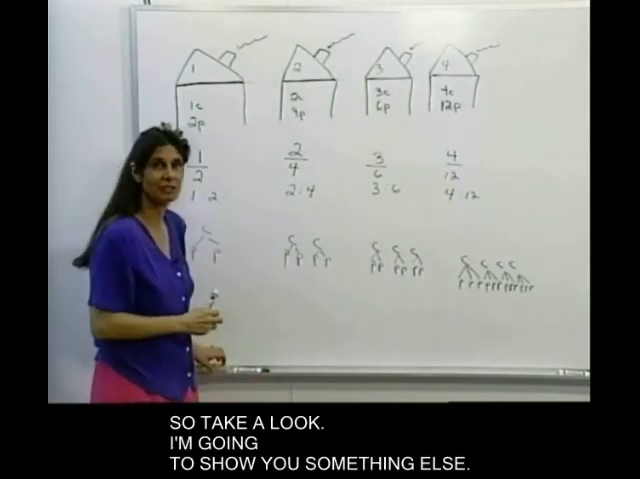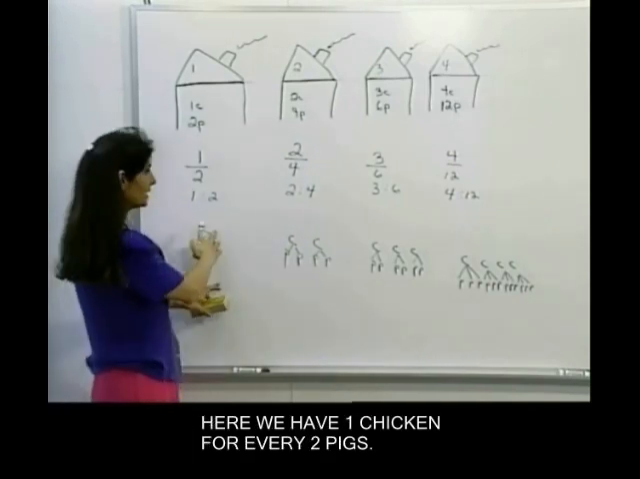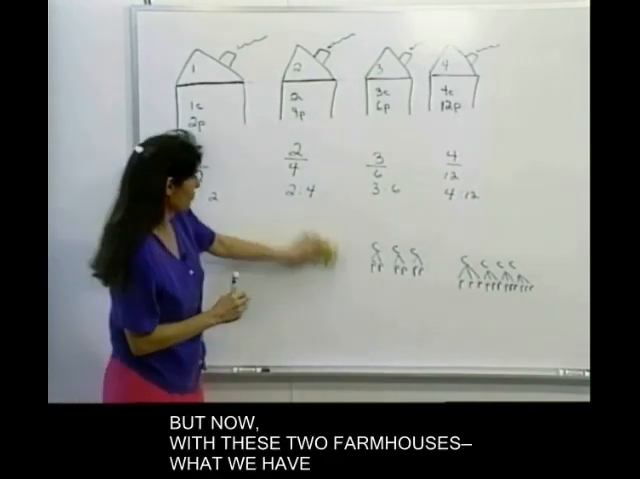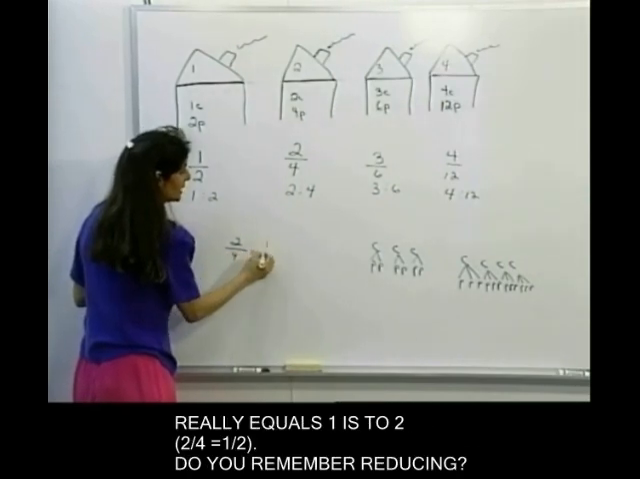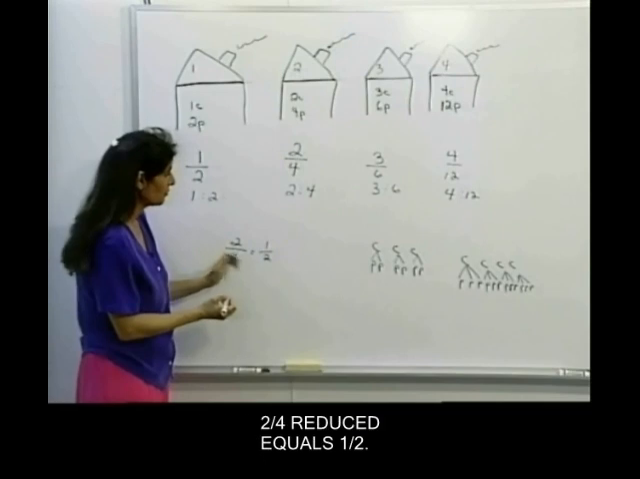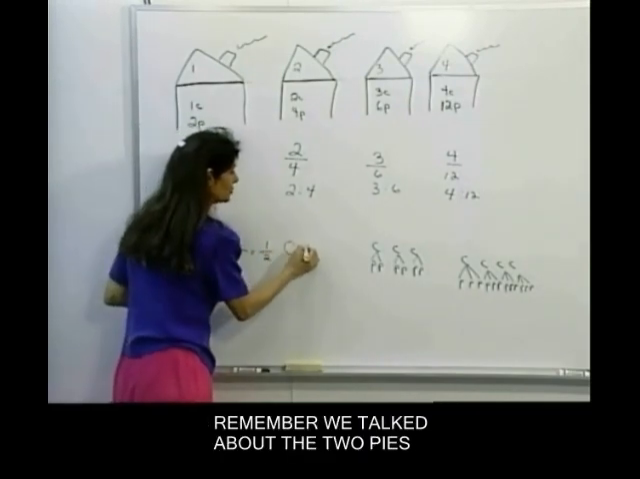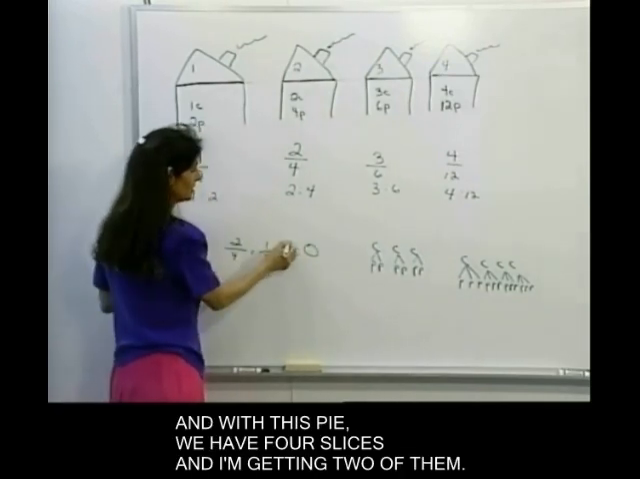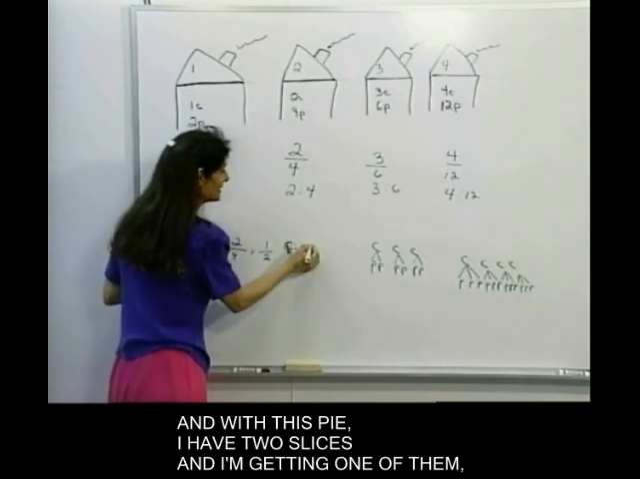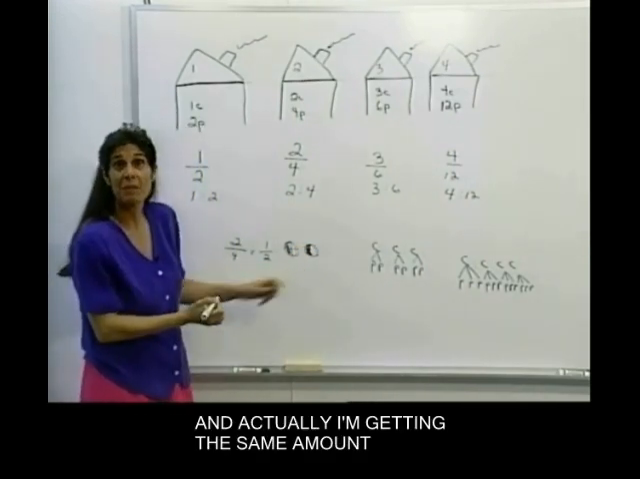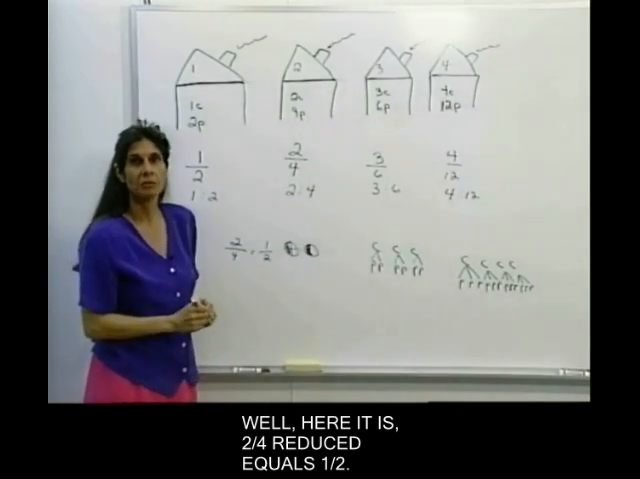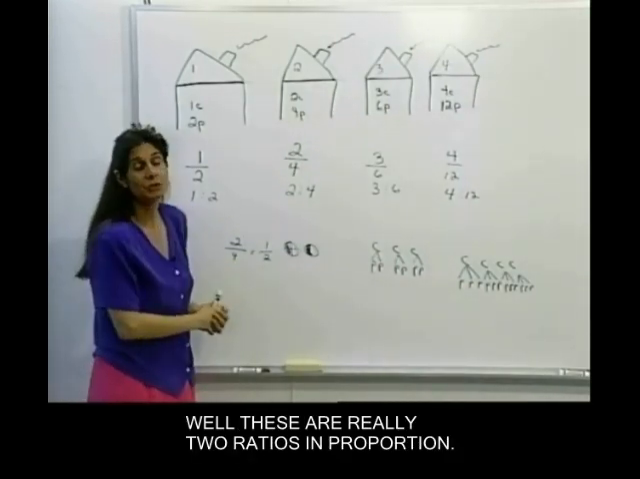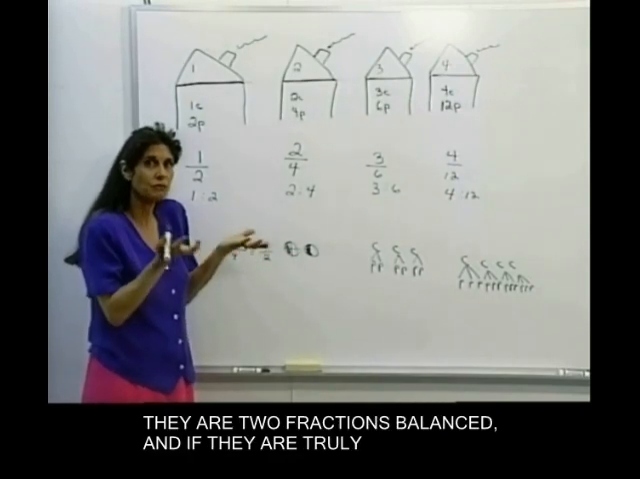So take a look. I'm going to show you something else. Here we have 1 chicken for every 2 pigs. But now, with these 2 farmhouses, 2 chickens to 4 pigs really equals 1 to 2. Do you remember reducing? 2/4 reduced equals 1/2. Remember we talked about the 2 pies, and with this pie we have 4 slices and I'm getting 2 of them. And with this pie I have 2 slices and I'm getting 1 of them. And actually I'm getting the same amount except that there's 1 more slice right here. Well, here it is. 2/4 reduced equals 1/2. Well, these are really 2 ratios in proportion. They are 2 fractions balanced.